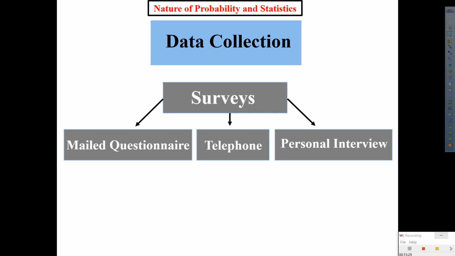So, before I move on, once again, to collect information, there's surveys done. So tell your neighbor the most common ones. Tell your neighbor the most common ones, please.